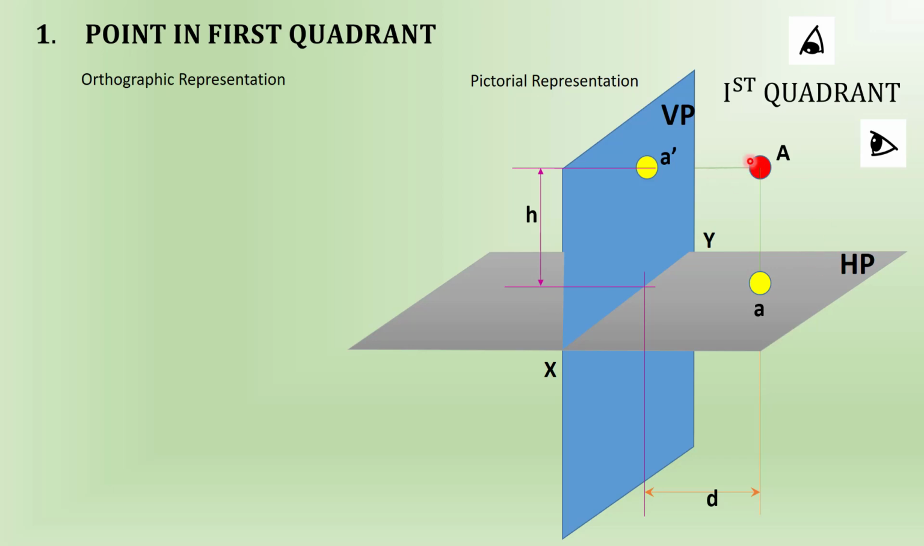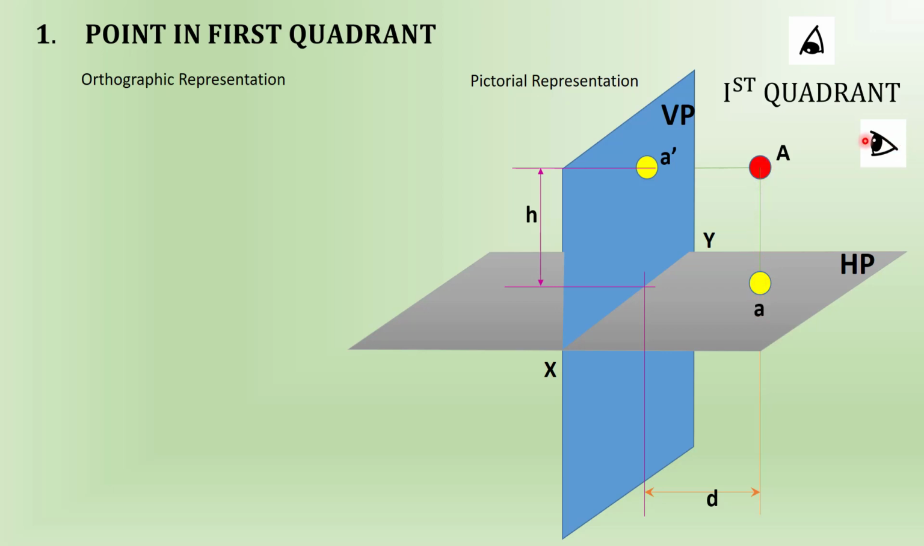Now I have drawn two lines here. This line is the imaginary line connecting the original point and the elevation. This is known as the projector. The line connecting the original point and the plan is also another imaginary line, which is known as the projector. So here I have drawn two projectors. One is the horizontal projector, which denotes the distance between the original point and the elevation, or the distance of the original point from the vertical plane, and the other denotes the distance of the original point from the horizontal plane.